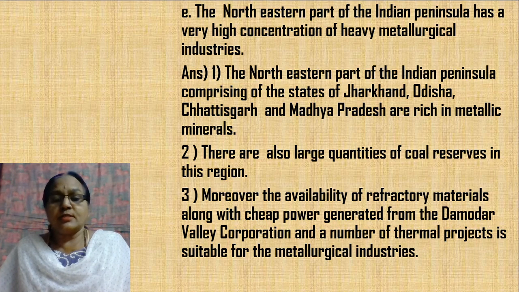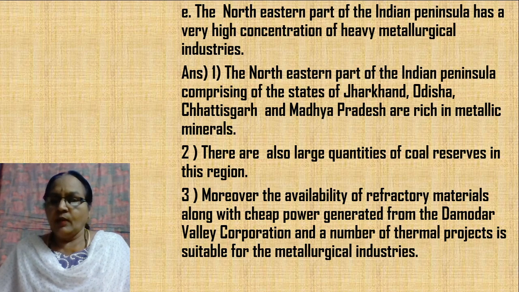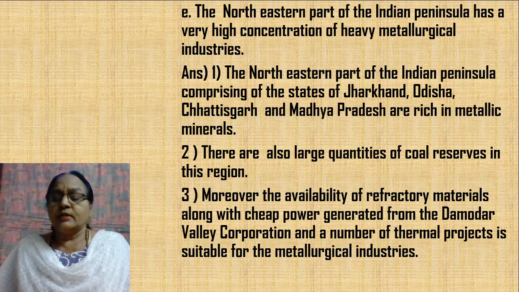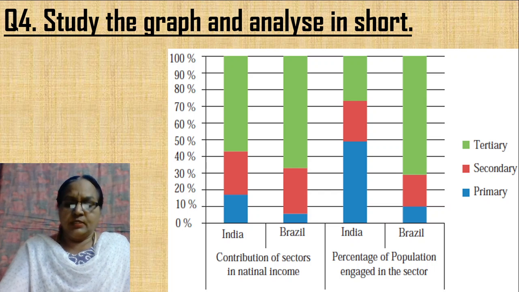So since all these are easily available in the northeastern part of India, we find there is a high concentration of heavy metallurgical industries. There is a large quantity of coal reserves in this region. Also, there is availability of refractory materials and cheap power generated from the Damodar Valley Corporation, that is, hydroelectric power can be easily generated from the Damodar River, and also a number of thermal projects is suitable for metallurgical industries. So got that?